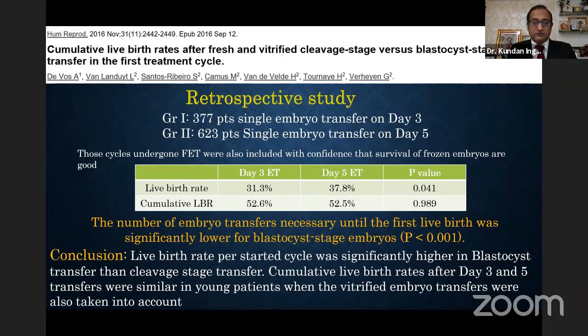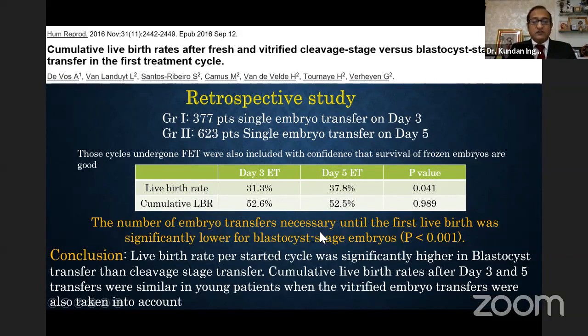It was a retrospective study in 2016 where 377 patients underwent single embryo transfer on day 3, and in group 2, 623 patients underwent single embryo transfer on day 5. All the FET cycles were also included, with confidence that survival of frozen embryos was good. When they compared day 3 versus day 5, the live birth rate was not much different, but slightly higher on day 5 by around 6 to 7%. Cumulative birth rate was not significantly different between both groups.